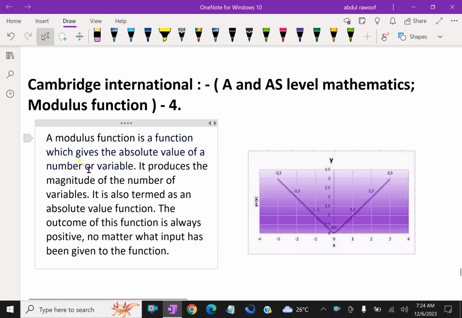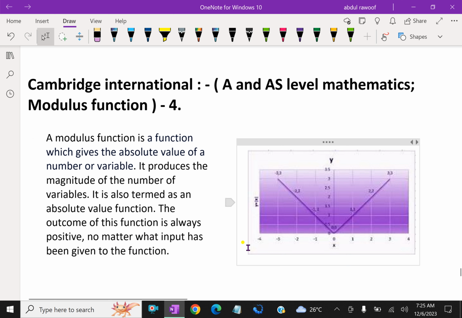In Cambridge International A and AS level mathematics, let us discuss the modulus function. What is a modulus function? A modulus function is a function that gives the absolute value of a number or variable. It produces the magnitude of the number or variable. It is also termed an absolute value function. The outcome of this function is always positive no matter what input is given to the function.